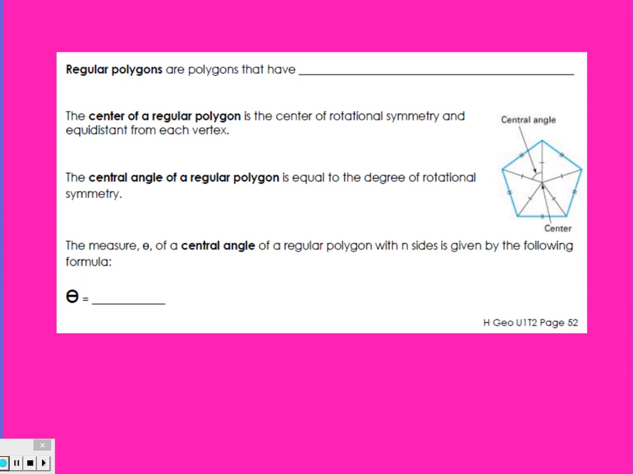Let's write down some notes. Regular polygons are polygons that have congruent sides and angles. That's important. So just the word regular gives us a lot of information. The center of a regular polygon is the center of rotational symmetry and equidistant from each vertex. The central angle of a regular polygon is equal to the degree of rotational symmetry.